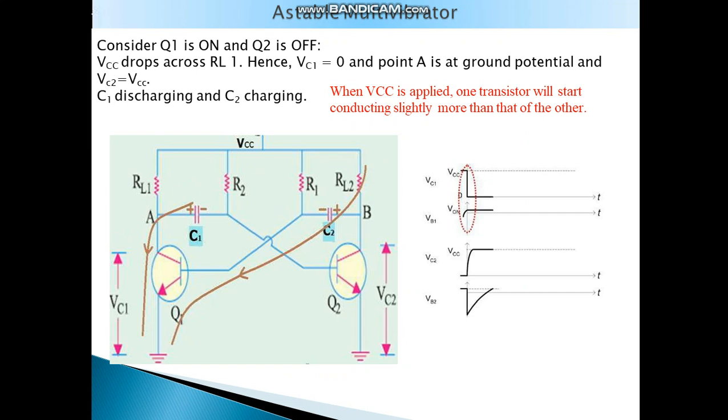Consider Q1 is on and Q2 is off. In this situation, VCC drops across RL. Hence, VC1 equal to 0, VC2 equal to VCC. Now, C1 discharging and C2 charging. When VCC is applied, one transistor will start conducting slightly more than the other transistor.